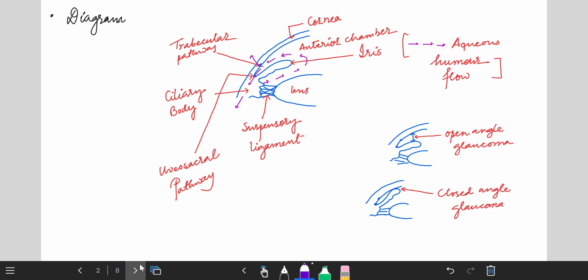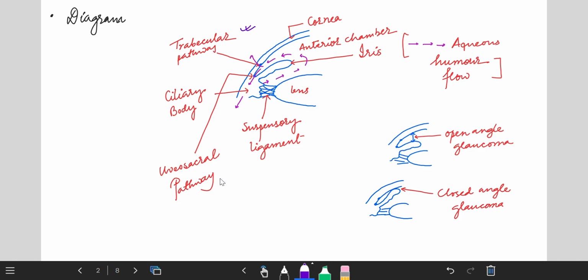Now we will understand through a diagram where aqueous humor forms and how it travels through the eye. Okay. So this is the lens part. This is suspensory ligament. This is ciliary body. You can see here everything is marked. From the ciliary body, aqueous humor actually forms, and from the anterior chamber, it goes to the first pathway, the trabecular pathway. That is the normal pathway. Okay? And another pathway, that is uveoscleral pathway. This pathway is uveoscleral pathway.